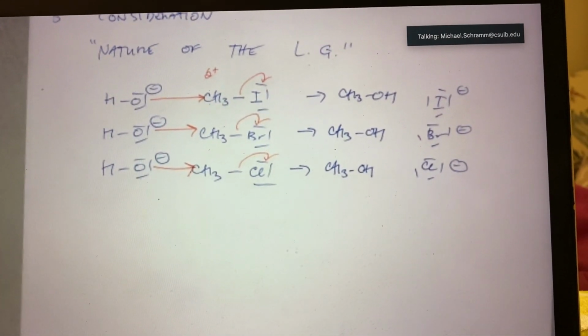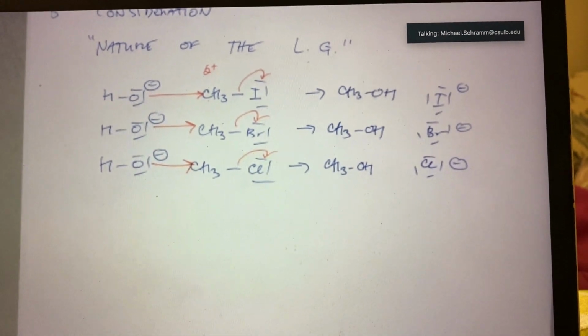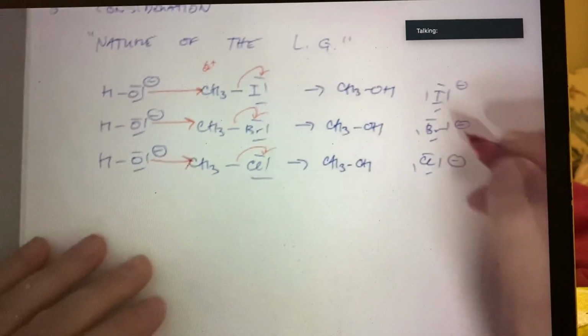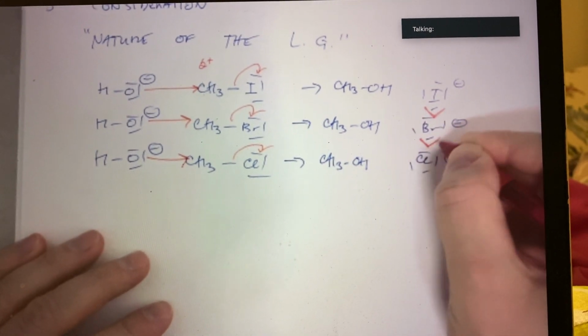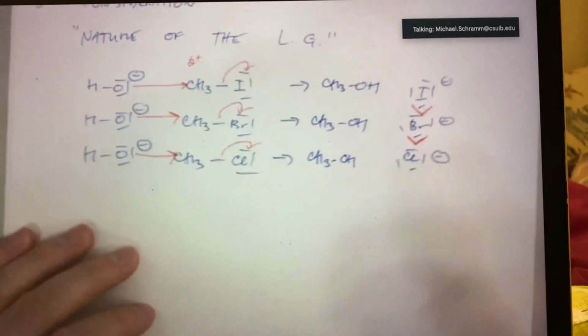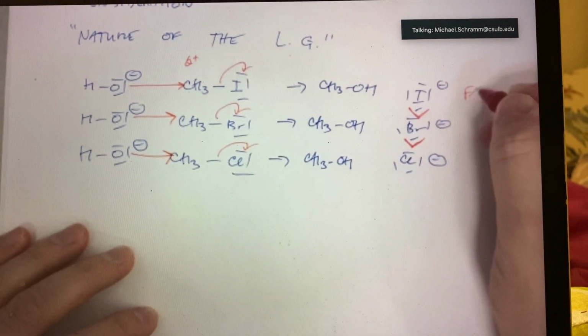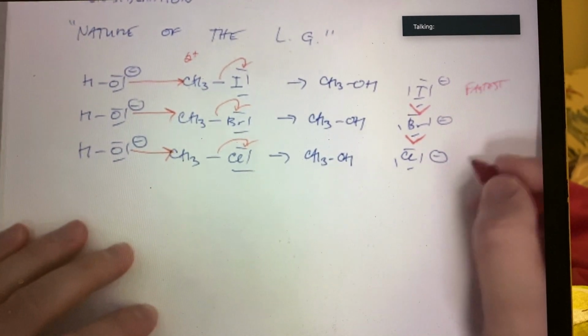These 3 reactions all take place, but they happen at very, very different speeds. Turns out iodine is much faster than bromine. Bromine is much faster than chlorine. Most reactive or fastest, to slowest.